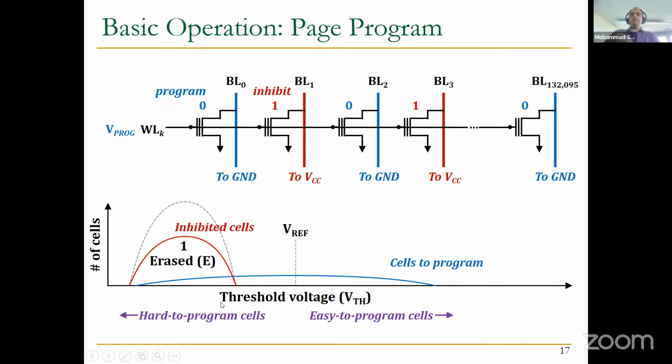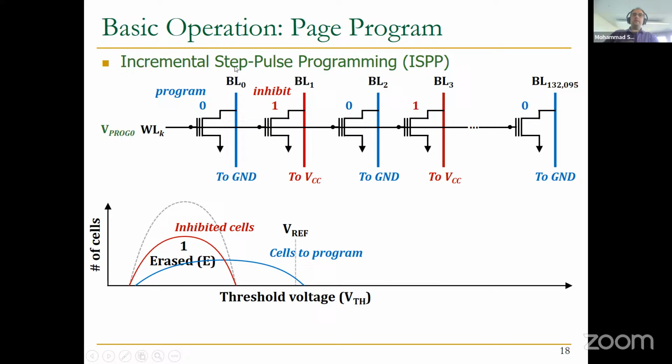In order to tackle this issue, people came up with incremental step pulse programming, ISPP, where you apply the program voltage step by step. You don't apply the highest program voltage at once; you apply something below that, and you increase the program voltage step by step. When you apply VPROGRAM zero, this is going to be the distribution. We have some cells that are inhibited, which is good, but for some cells that you want to program, many of them are still below the reference voltage, while some cells have a threshold higher than VREF.